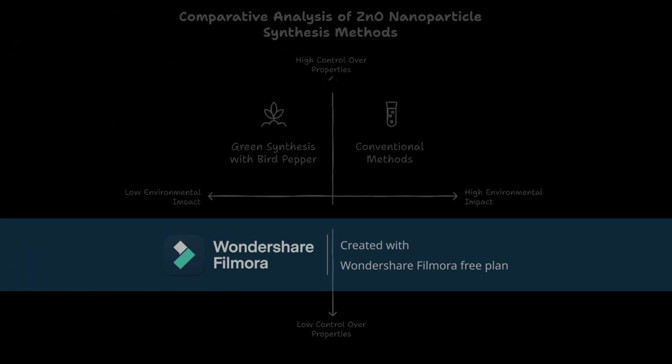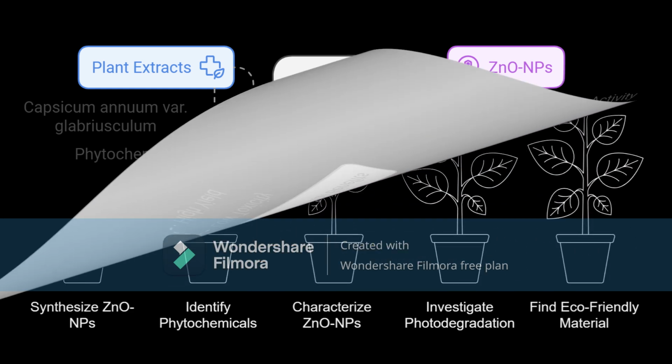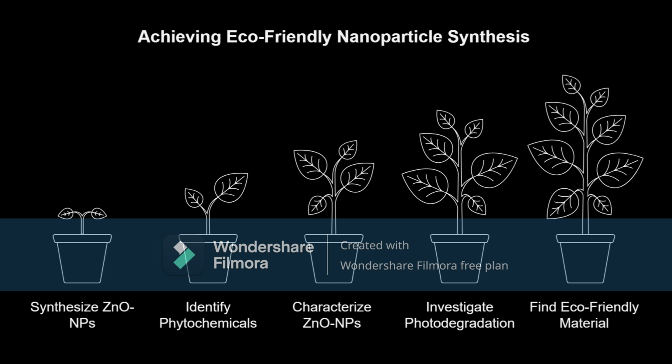Here is a comparison that shows the green synthesis method has lower environmental impact than conventional methods. This research is to green synthesize zinc oxide nanoparticles using bird pepper plant extract for photocatalytic activities, but with lower toxicity and high yield production. The main objective of this research is to achieve an eco-friendly nanoparticle synthesis pathway.